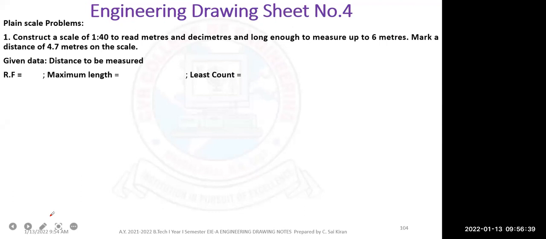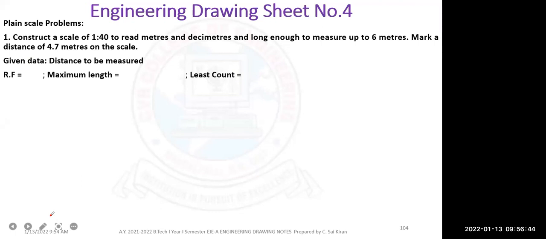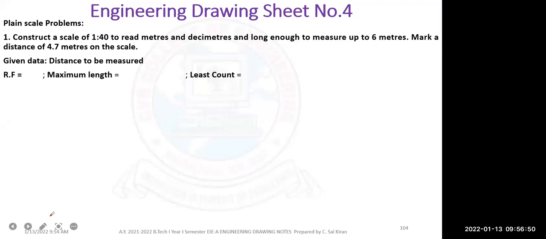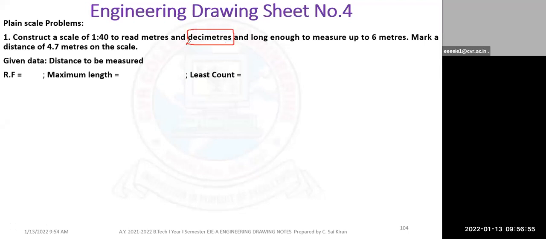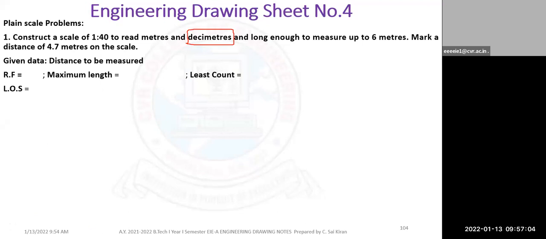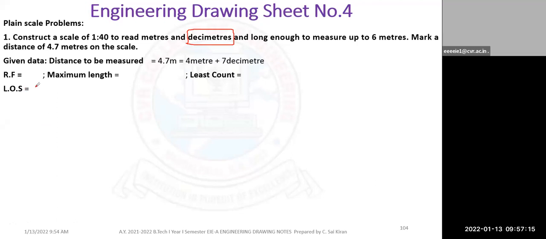Can anyone tell me what is the least count? No, it is not 1/40. The least count unit is decimeter; you can measure up to a decimeter. Yes, the least count is 1 decimeter. So like that, you have to note down a few of these things. What is the formula you have to use for LOS? RF into maximum length. You have to calculate LOS as RF, that is 1/40, into the maximum length.